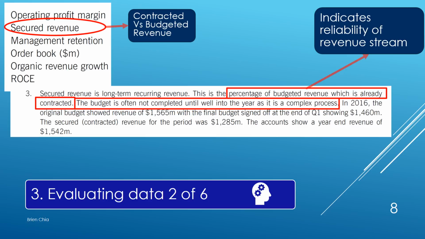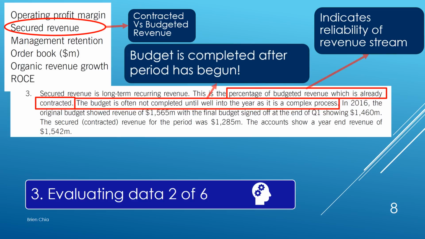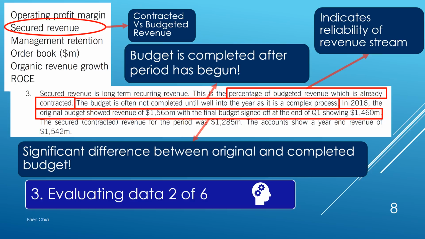Now, the second line has something very important. The budget is often not completed until well into the year, as it is a complex process. Now, most of the time, a budget is completed before the year. If you're using a yearly budgeting example, we're going to make the assumption here that it's going to be beginning of the year, but in this case, it's not completed until well into the year. So this is something we need to pay attention to when we answer the question. At the third line, the original budget is 1565 million and the signed off budget is 1460 million. That's quite a big difference. So now that we know what to look out for, we can answer the question.